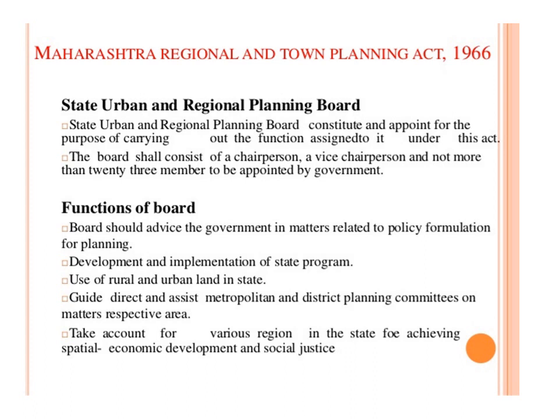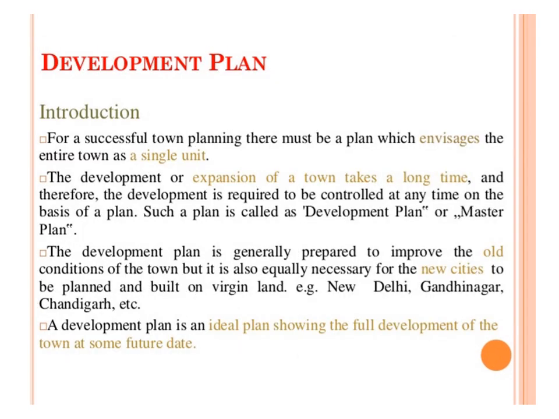This slide refers to the development plan. For a successful town planning, there must be a plan which envisages the entire town as a single unit. The development or expansion of a town takes a long time, and therefore the development is required to be controlled at any time on the basis of plan. Such plan is called as development plan or master plan. The development plan is generally prepared to improve the old condition of the town, but it is also equally necessary for the new cities to be planned and built on virgin land. For example, New Delhi, Gandhinagar and Chandigarh, etc. A development plan is an ideal plan showing the full development of town at some future date.